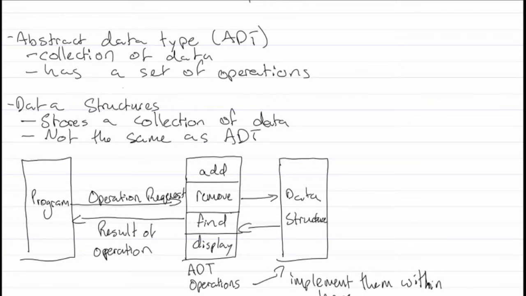So usually an abstract data type doesn't actually store its own data. That's left to the data structure. The data structure is what actually implements the different operations that can be done on data. So we might know a data structure to be an array list, or say a linked list, or a set. We know those are different types of data structures.